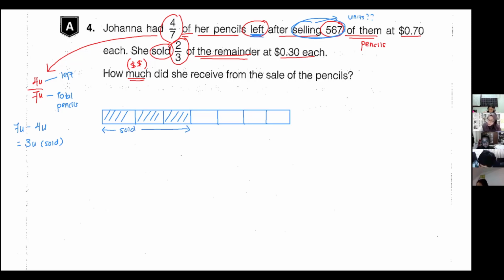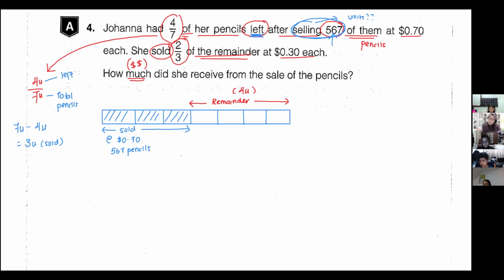What do you mean by sold? Sold at 70 cents each. And then how many of them do I have? 567. Okay. I put in all my information there. Which means if that is the one that was sold, then here will be my remainder. How many remainder do I have over here? 1, 2, 3, 4. I have 4 units of remainder. Okay, so I can erase the ticks. Now, we are not done yet.